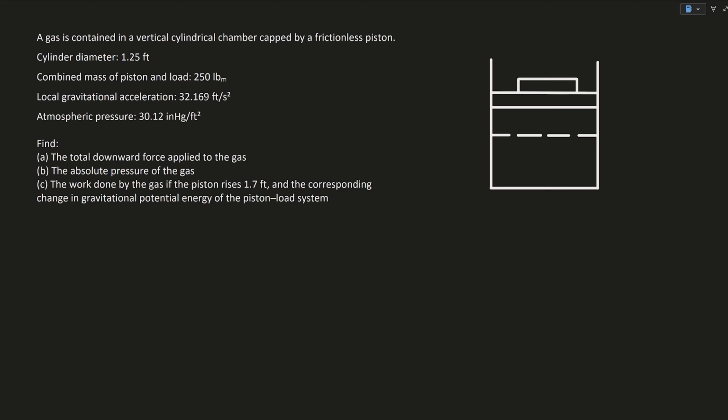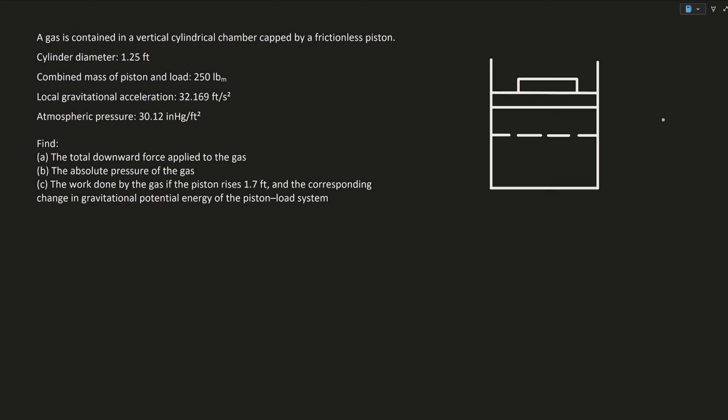A gas is contained in a vertical cylindrical chamber capped by a frictionless piston. We are given the cylinder's diameter, combined mass of the piston and load, the local gravitational acceleration, and the atmospheric pressure. We are asked to find the total downward force applied to the gas, the absolute pressure of the gas, and the work done by the gas if the piston rises 1.7 feet, and the corresponding change in the gravitational potential energy of the piston load system.